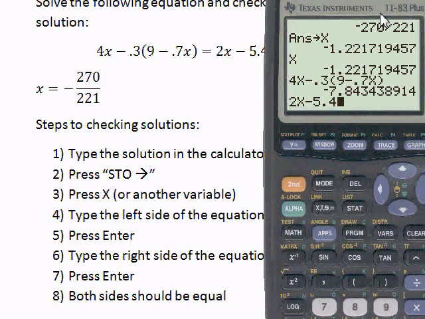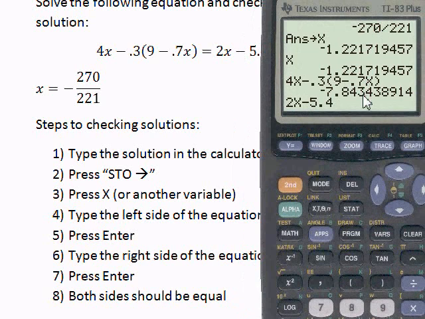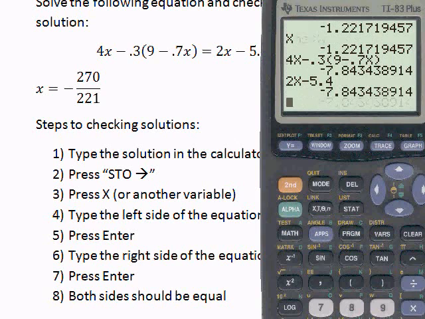When I press enter, I should end up with the exact same number as the left-hand side. I should end up with negative 7.843, and so on. So let's see if when I press enter, I get the correct answer.